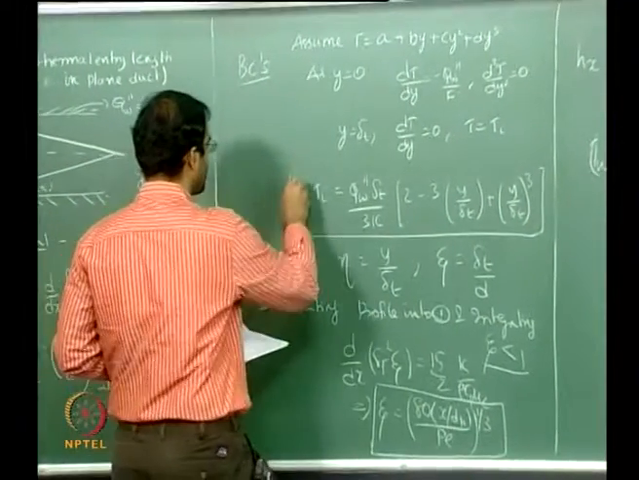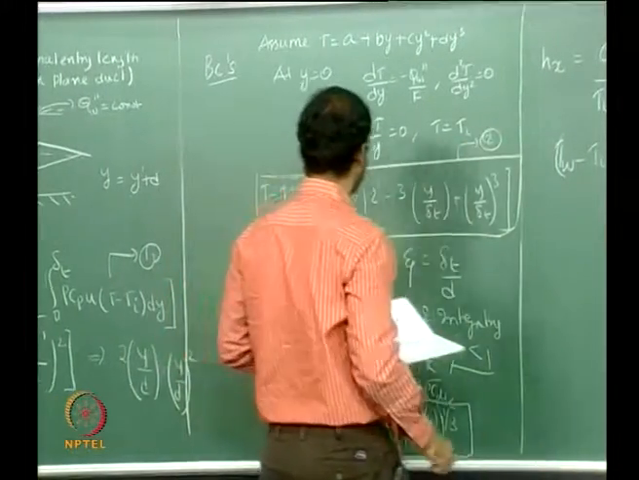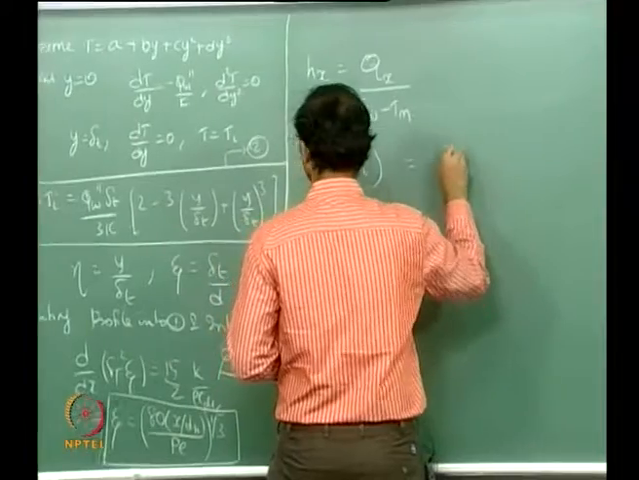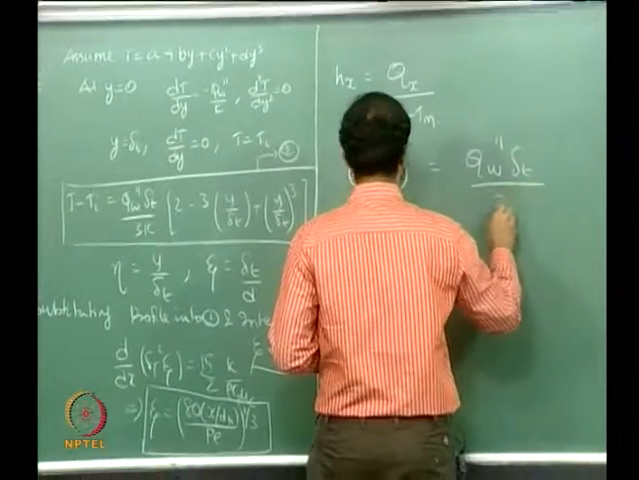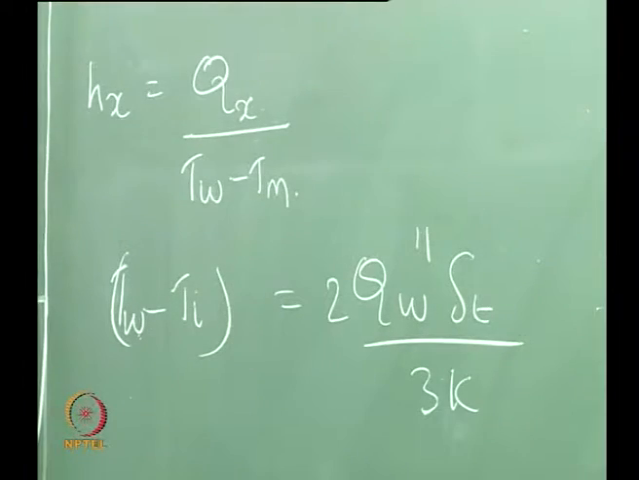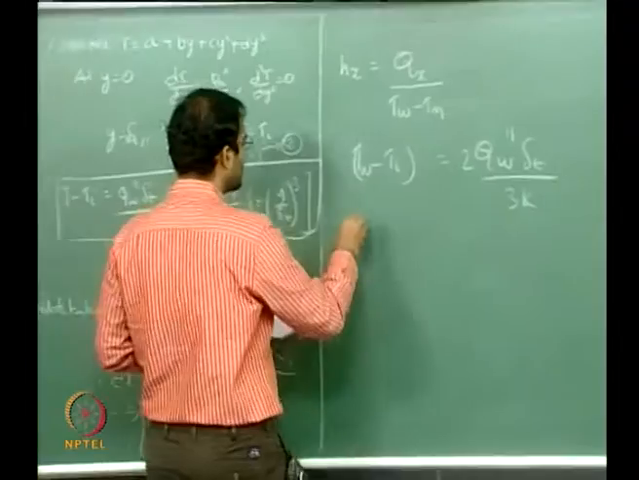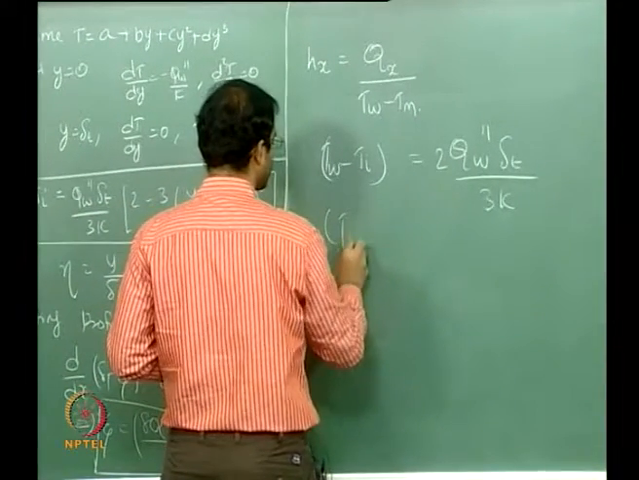This is our profile, let me call this equation number 2. So T wall minus T i here is at y equal to 0, and we also need to know what is my T mean minus T i.